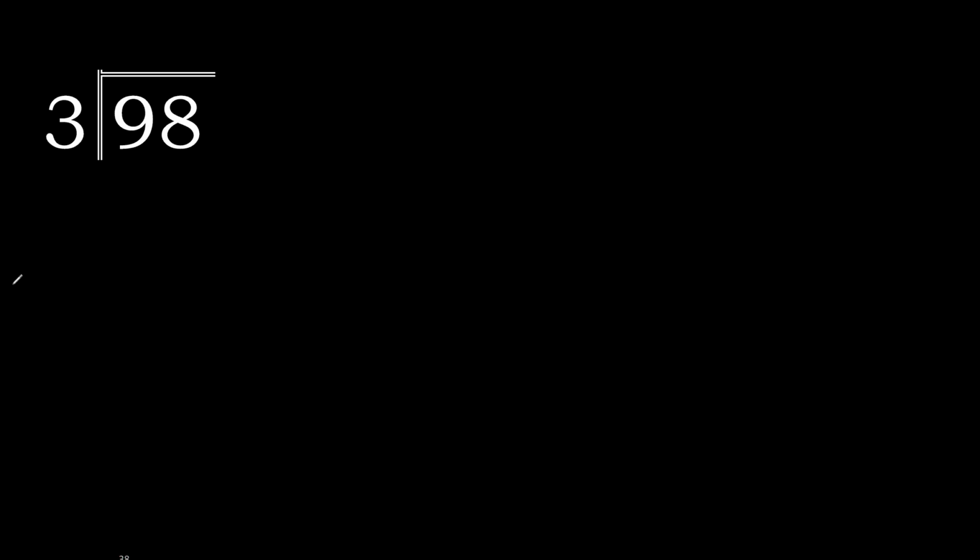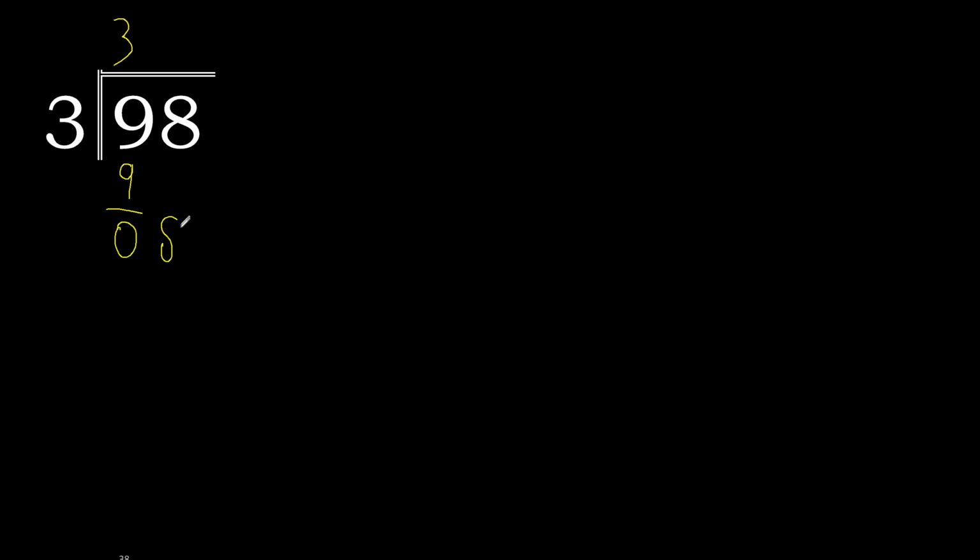98 divided by 3. First, with 9. 9 is not less, therefore, we take 9. 3 multiplied by which number is nearest to 9 but not greater? 3 multiplied by 4 is 12. 12 is greater. 3 multiplied by 3 is 9. 9 is not greater. Okay. 9 minus 9 is 0.